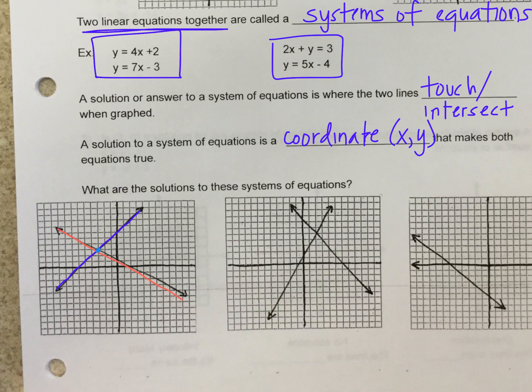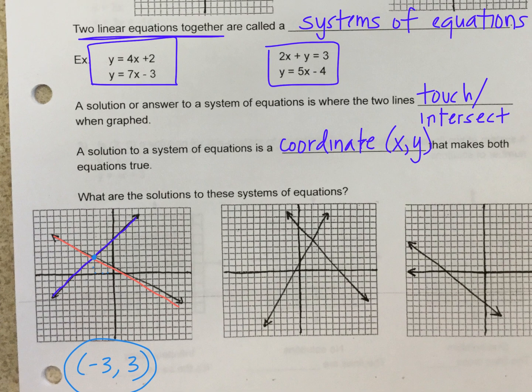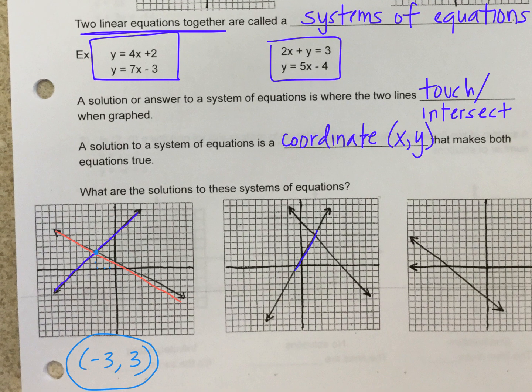So the solution to this equation, I can just count 1, 2, 3. So I went negative 3 to the x. 1, 2, 3. I went up 3. So the solution is negative 3, 3. It's just where two lines cross. It's nothing fancy.